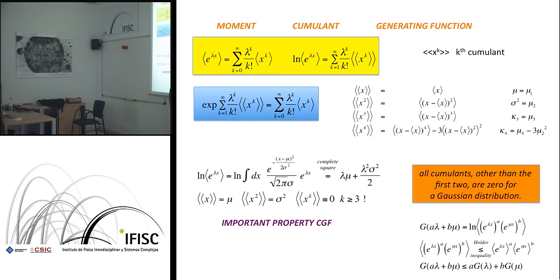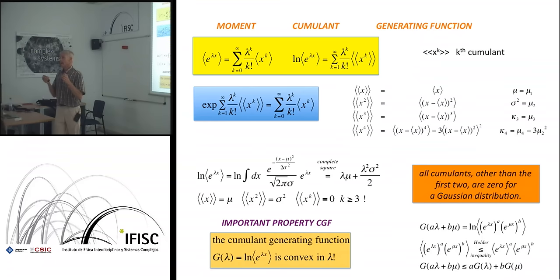I can rewrite it in this way. And now there is a famous inequality, the Hölder inequality, which tells you that this average is smaller than this average. I will not prove it, but you can find it in textbooks. And the result is that the cumulant generating function satisfies this property, which some of you will recognize. This means that the cumulant generating function is a convex function of lambda. I will plot it later. It's a function with a shape such that if I take two points on the function and link them, the line that links them always lies above the function. This is a convex function.